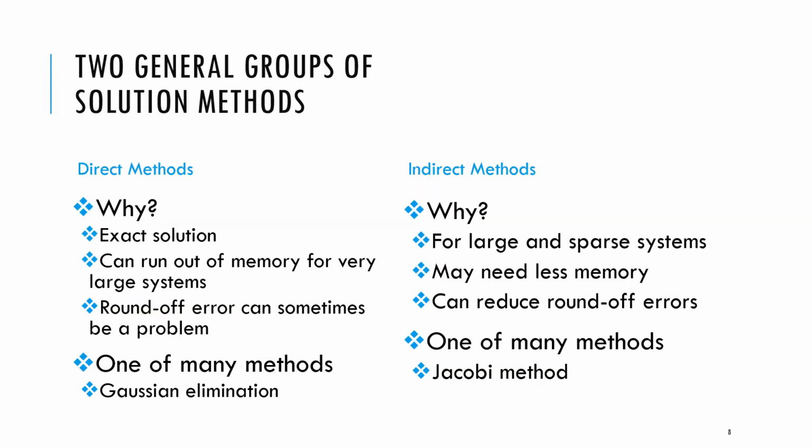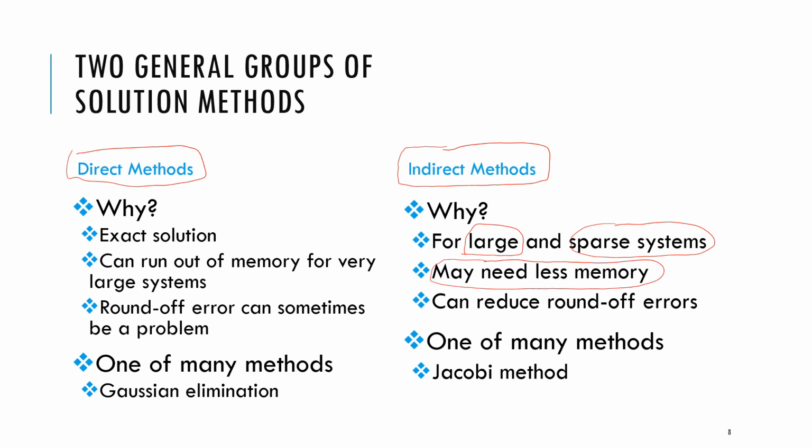The other group of methods is indirect methods. The one we just finished is direct methods. Indirect methods are iterative methods, used for large and sparse systems, where they are more efficient. They are likely to use less memory, and they can also reduce round-off errors. We are going to do one of those many methods, one called the Jacobi method.